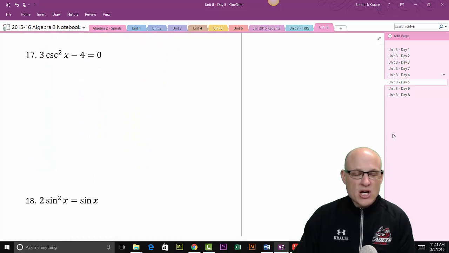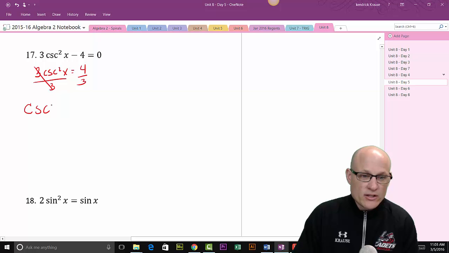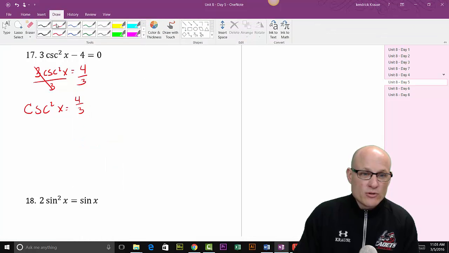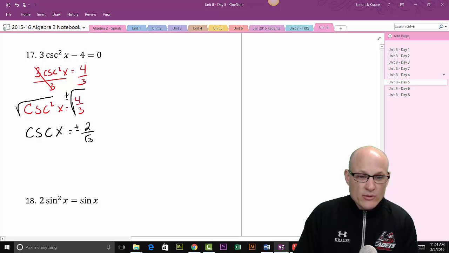17. All right, cosecant. So I'm not going to try to factor this. I'm just going to solve it. So I go 3 cosecant squared x equals 4. Divide by 3. And I get cosecant squared x equals 4/3. I'm going to take the square root of both sides. When I take the square root, I want to put a plus or minus. So what I end up with is cosecant x is equal to plus or minus 2 over radical 3.